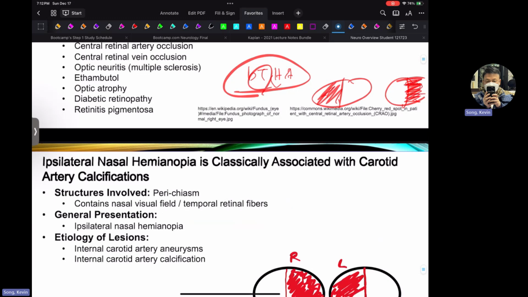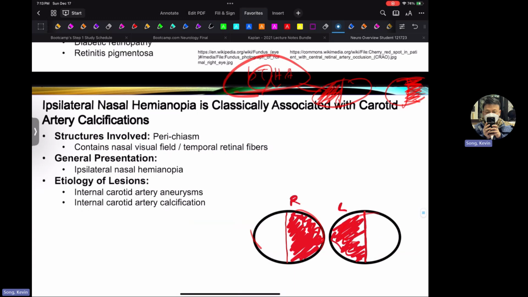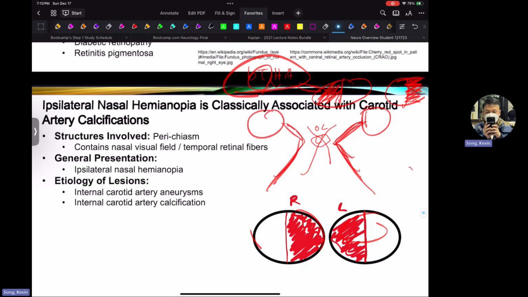Though you cannot see this part, that's bitemporal hemianopsia. But opposite things will happen here because this is the optic chiasm, right? This is the optic chiasm, and then the optic nerve goes like this. So this will see the medial part, and then this will see the medial part, right?